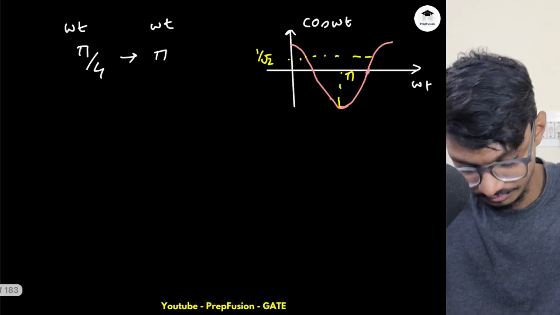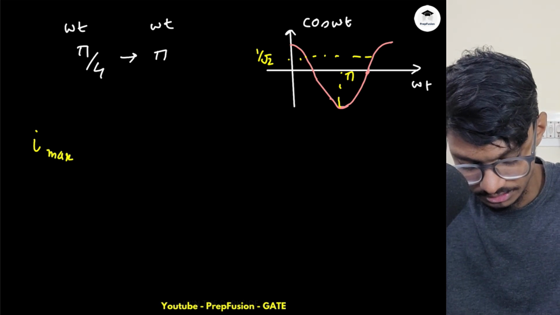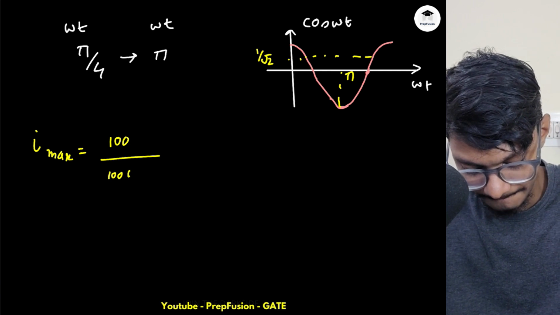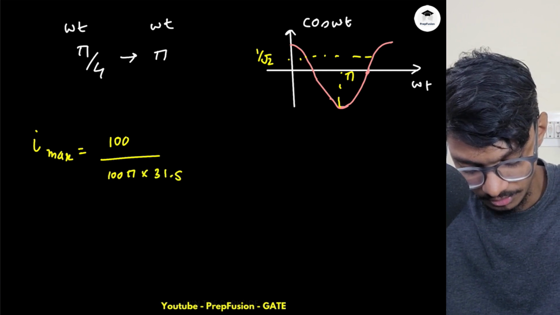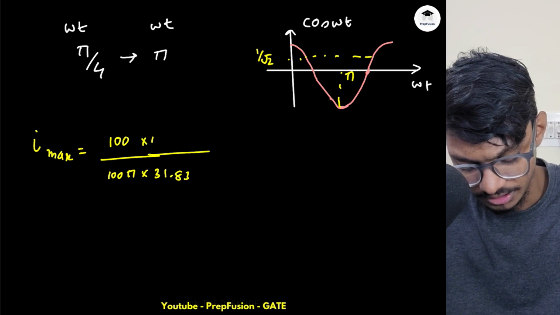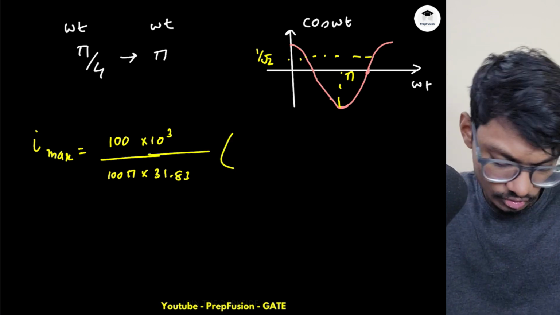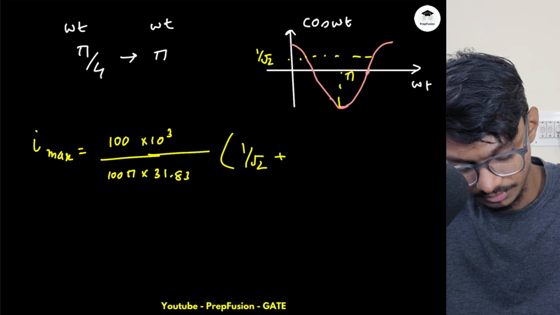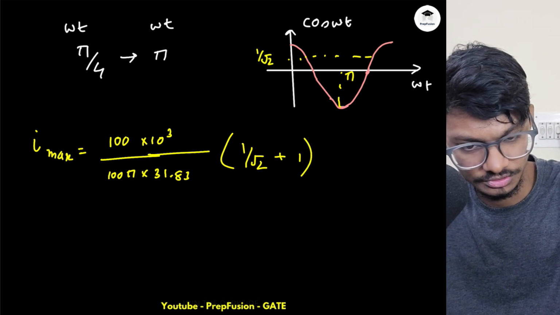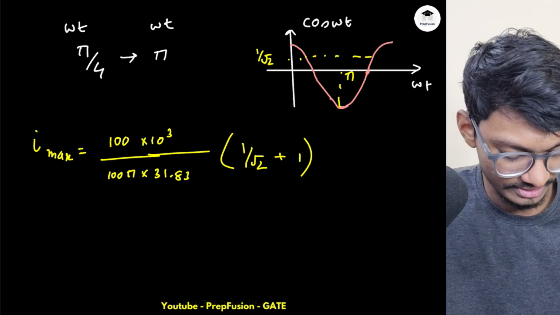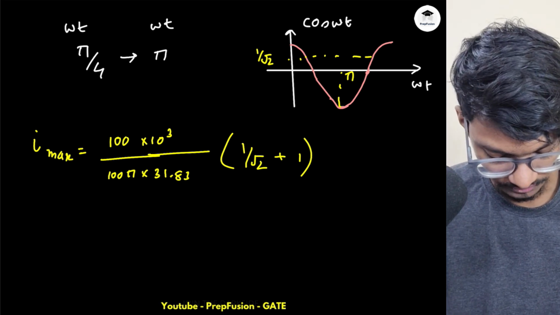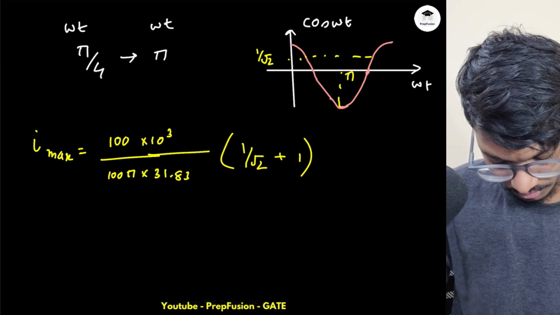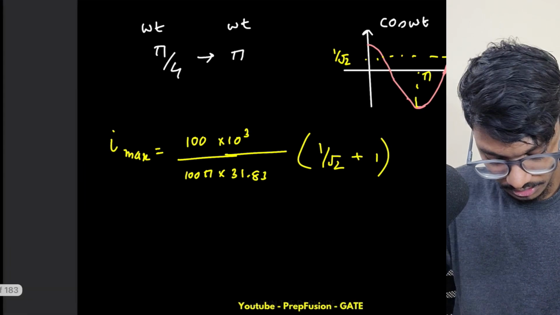So I max will be 100 by omega L. Omega is 100 pi, L is 31.83 milli, so 10 cube will go here, and this will be 1 by root 2 plus 1. All the numbers are very simple, so all the numbers will match here. I will just cross verify this one. So the answer to this question will be, there was another, okay, one thing I missed out.